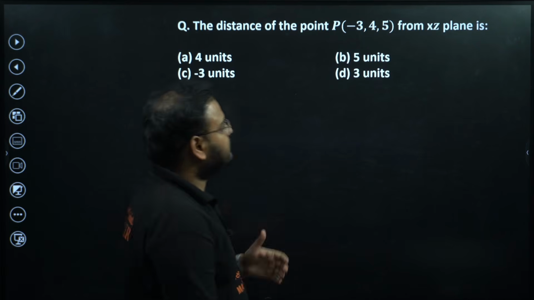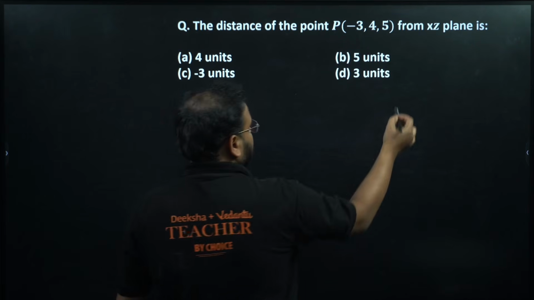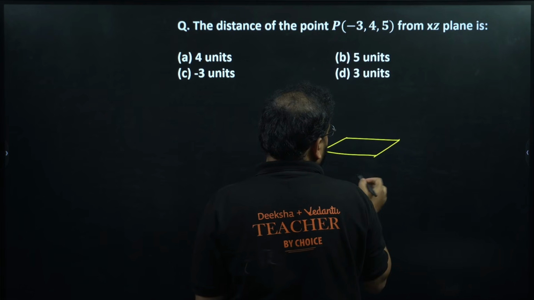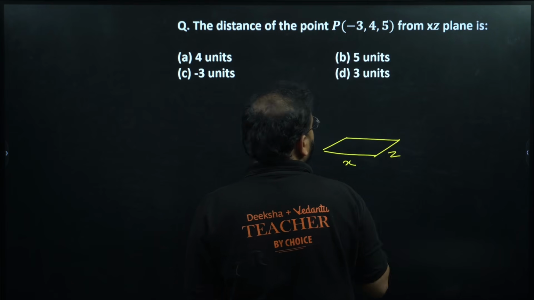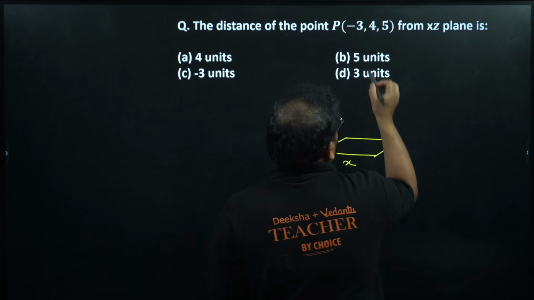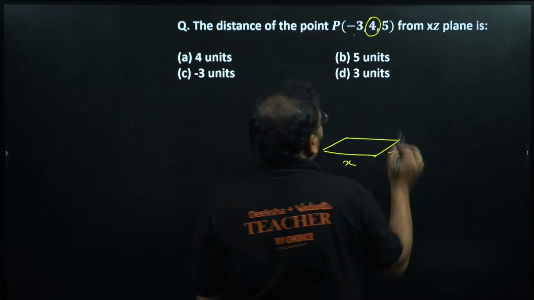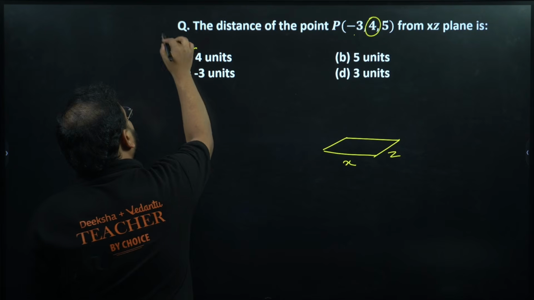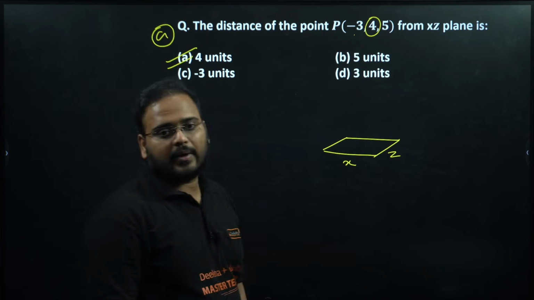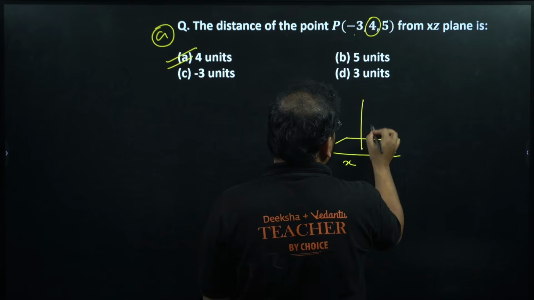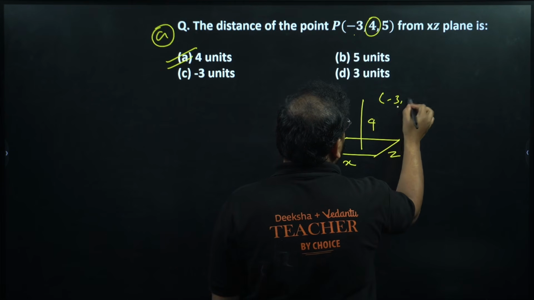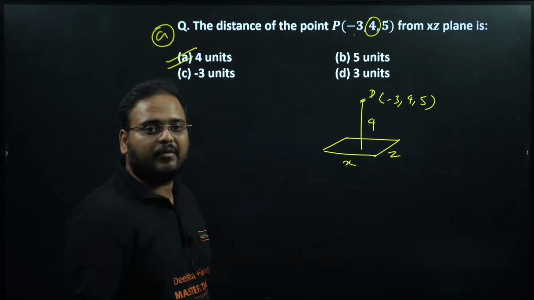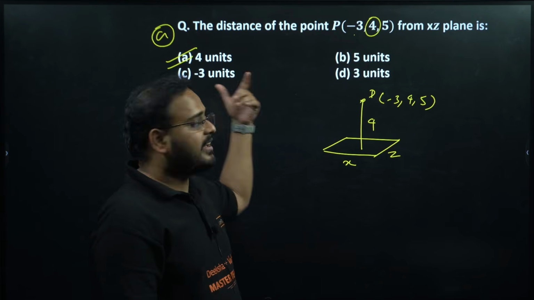Distance of the point from the xz plane. If you talk about the xz plane, same concept. This is the x line, this is the z line. I'm talking about this point. So the y coordinate basically will be your distance. So 4 units. Answer is option A. Over here, this will be your 4 units, the point P being minus 3, 4, and 5. Again, whenever you write distance, even if you had minus 4 over here, take the plus 4 value.